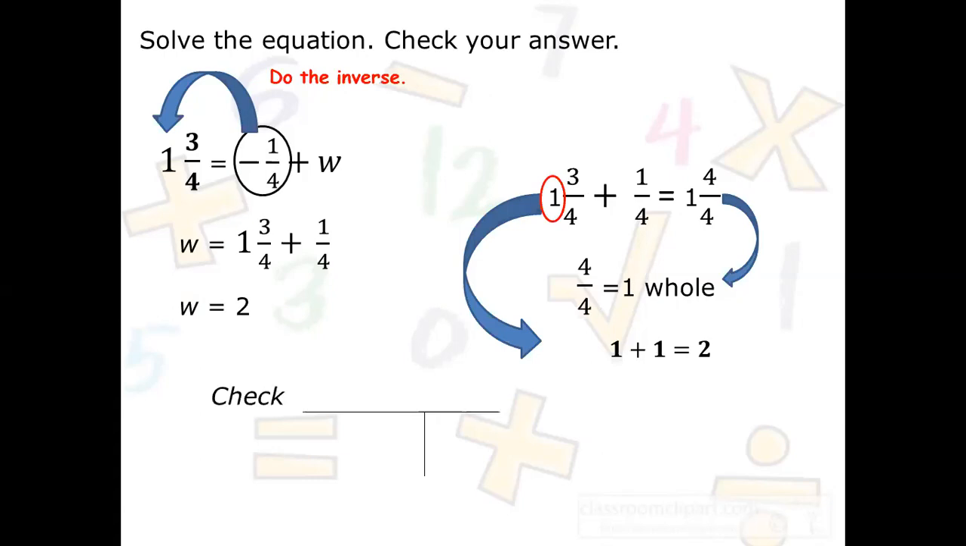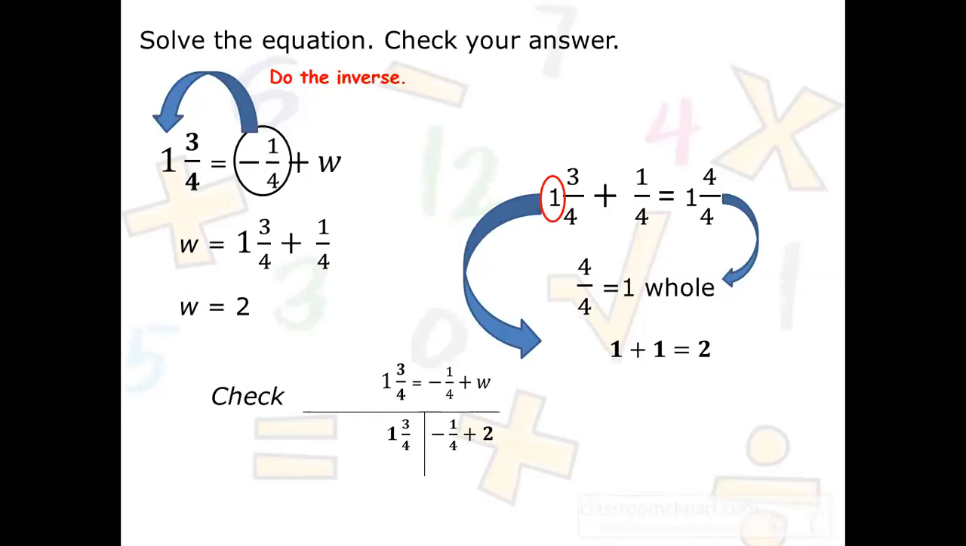Now let's check it. Yes, it's going to be a little bit different. So let's try. 1 3 over 4 equals negative 1 over 4 plus W. Okay. So negative 1 over 4 plus the value of W, which was 2. So this basically means 2 minus 1 over 4. So just imagine you have two pizzas, everyone's favorite. Two whole pizzas. One pizza is cut into 4 parts, and another pizza is cut into 4 parts.